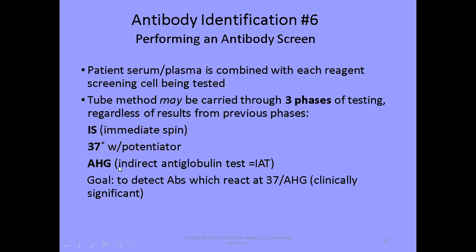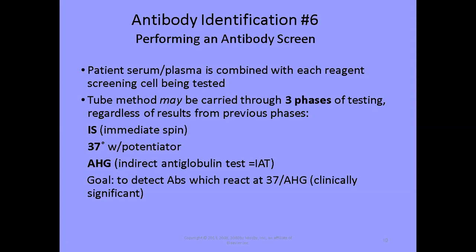So the last phase of testing, the indirect antiglobulin test using anti-human globulin reagent, hopefully you all remember that whenever we use AHG, we have some important rules. Okay, so everybody, what do we always have to do before we add AHG? I'm waiting for you to respond. Anybody? I'm teasing. We always have to wash our tubes 3 to 5 times, okay?